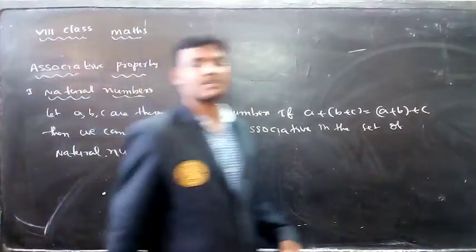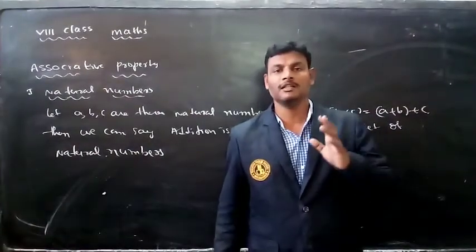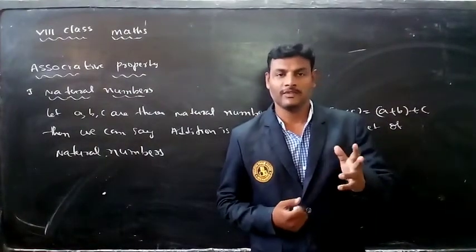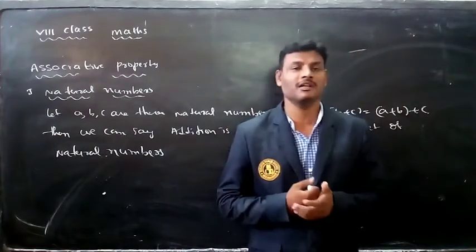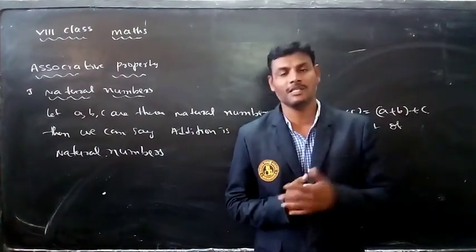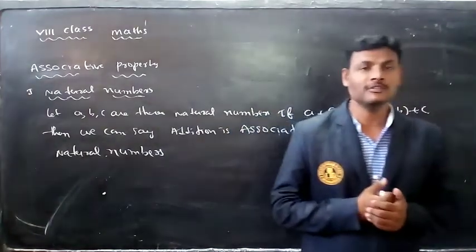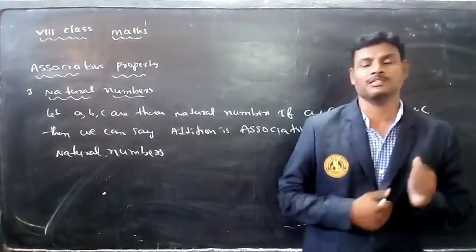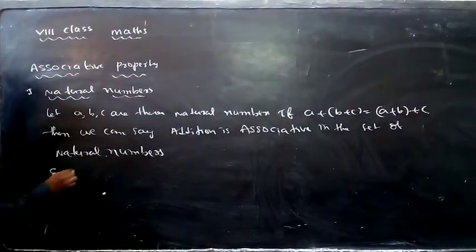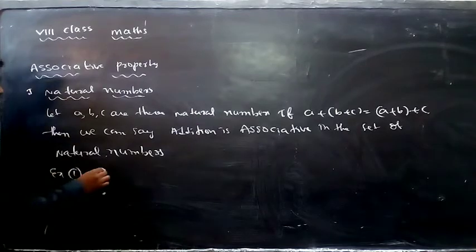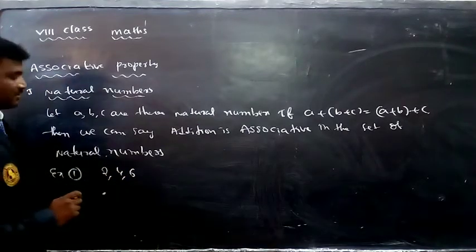So, what is the associative property here? Let A, B, C be three natural numbers. If the result of (A plus B) plus C is equal to A plus (B plus C), then we can say addition is associative in the set of natural numbers. Here are examples. Example 1. Let 2, 4, 6 be three natural numbers.